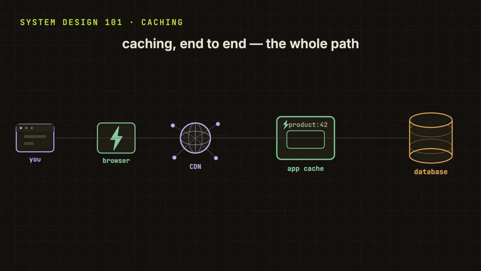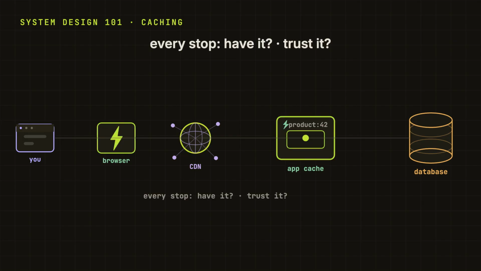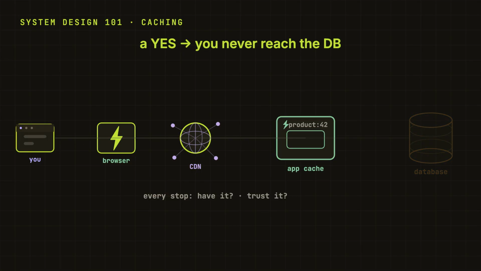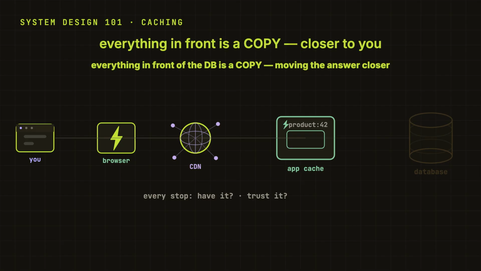So that is caching end to end. And look at the whole path now. You ask for something and it checks your browser cache, then the CDN near you, then the app cache in front of the database. At every single stop, the same two questions: do I have it? And can I trust it? And if the answer is yes, you never even reach the database at all. Everything in front of the database is just a copy, quietly moving the answer closer to you, as long as you know when to stop trusting it.